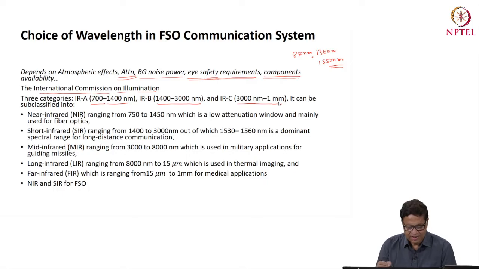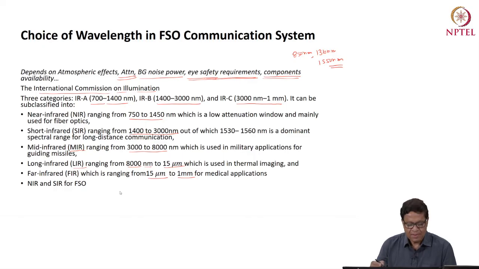They are further classified into near infrared, with a wavelength range of 750 to 1450 nanometers. Then short infrared, with a wavelength range of 1400 to 3000 nanometers. And MIR, mid infrared, which goes from 3000 to 8000 nanometers. And long infrared goes from 8,000 nanometers to 15 micrometers. This is nanometer, this is micrometer. And far infrared ranges from 50 micrometer to 1 mm.